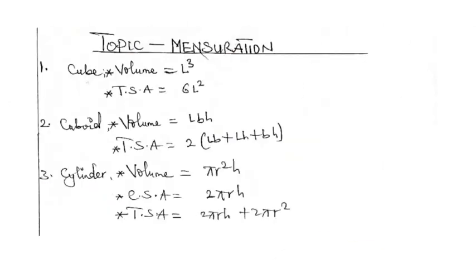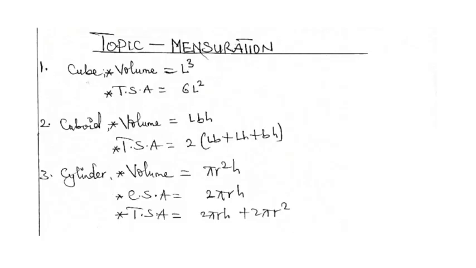Topic: mensuration. Areas and volumes of solid figures. The table below shows the volumes, the curved surface area and total surface area of solid figures. For the cube, the volume is L cubed, the total surface area is 6L squared. For the cuboid, the volume is LBH, and the TSA is 2(LB + LH + BH).